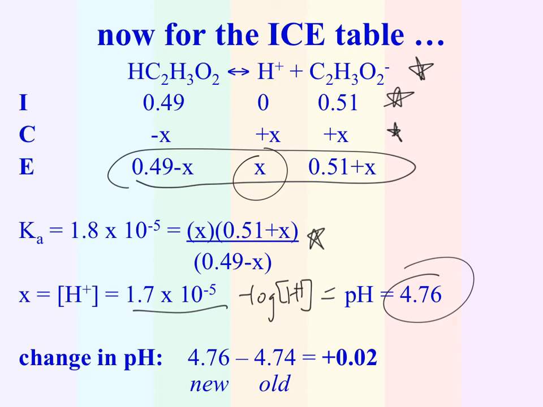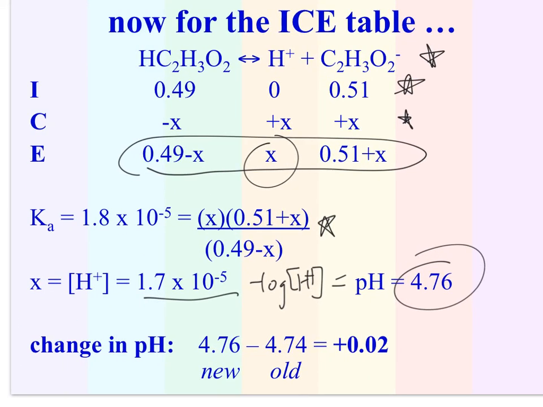Okay, so our change in pH: we know that the original pH of the buffer solution alone was 4.74, and the new pH after we've added some of that hydroxide ion is now 4.76. So we have seen an increase in pH, as we would expect when you add a base, but the change is extremely small. Basically this buffer solution of acetic acid and sodium acetate has done a good job to temper the change that would normally be caused by the addition of that hydroxide ion.